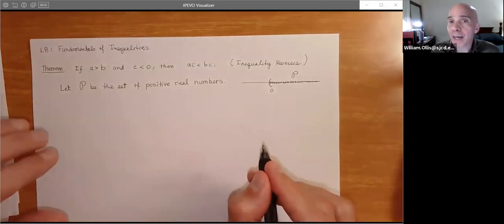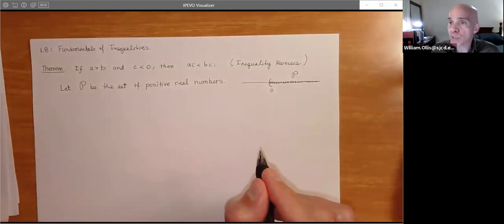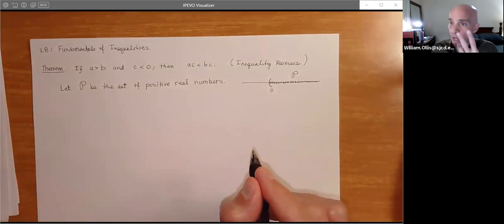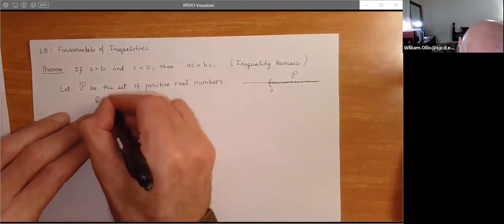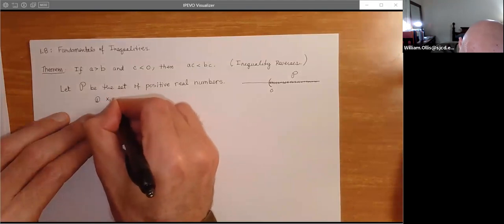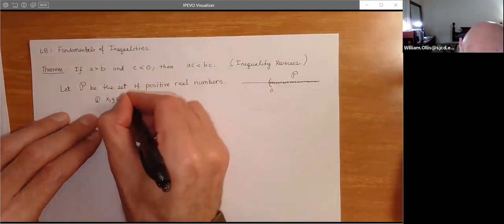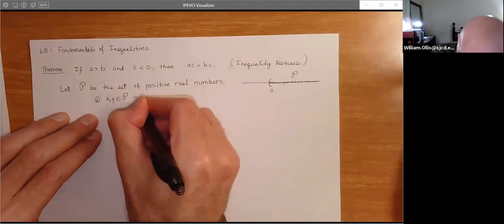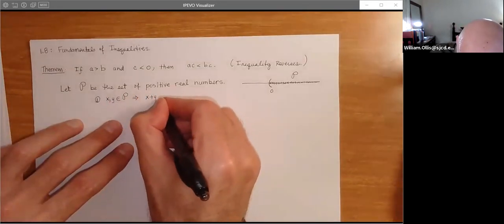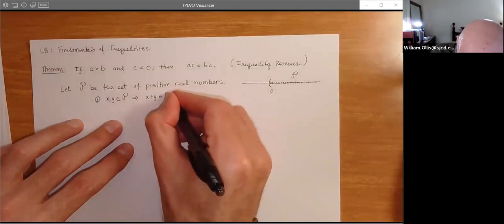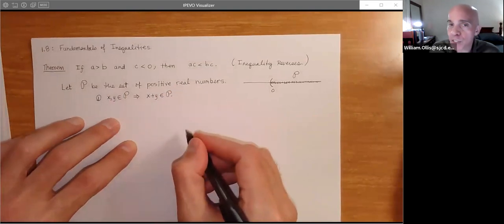Now, one thing about the positive real numbers that we can assume are the following two axioms. Number one, if we have two positive real numbers, X and Y, then if we add them, the result again is a positive real number. We don't prove that, we just assume it.